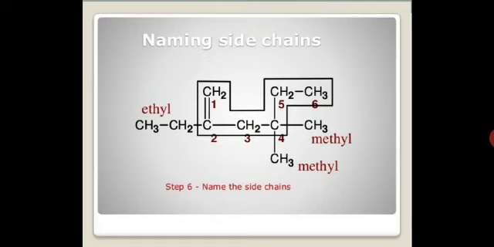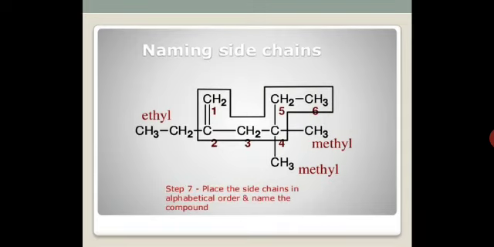I'll go over that again. So I'm going to have 2-ethyl, 4,4-dimethyl, hex, because you have 6 carbon atoms, hex-1-ene, or if you can say hexene. I said that you place them in alphabetical order and name the compound. So what was the name of the compound? It should be 2-ethyl-4,4-dimethylhexene.